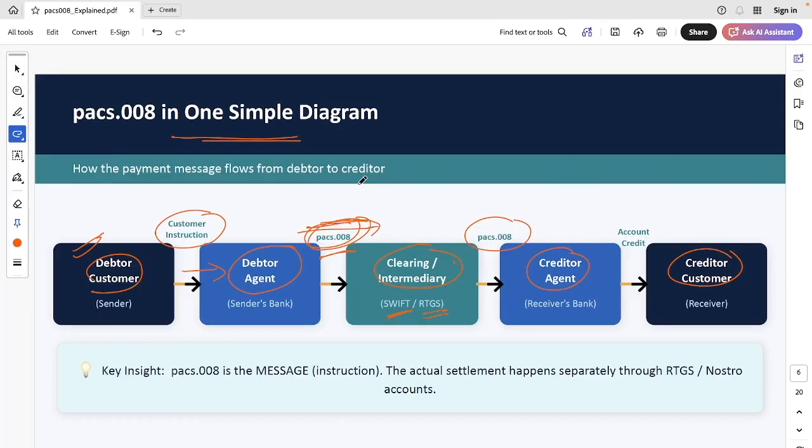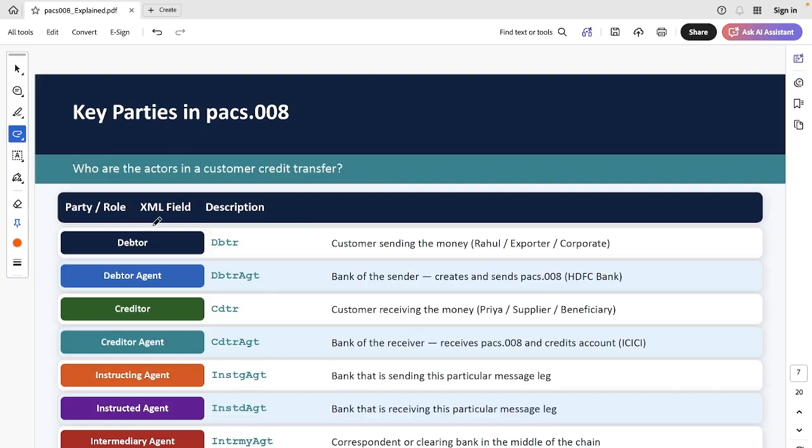Now let's identify the actors involved in this message. We already discussed this while going through the examples. The first party is the debtor. Debtor means the person who is sending the money. The second party is the debtor agent. Debtor agent means the bank where the sender holds an account. Then the third party is the creditor. This is the person or company receiving the money, the beneficiary basically. And the fourth party is the creditor agent. Creditor agent basically means the beneficiary's bank, the bank where the beneficiary has their account.